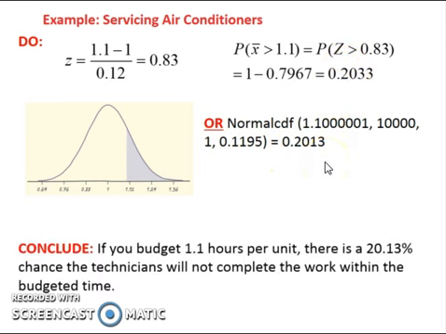In conclusion, if you budget 1.1 hours per unit, there is a 20% chance that the technicians will not complete the work within the budgeted time. Take a moment, make sure you understand how we did this four-step process, where these numbers came from, how we wrote this conclusion, and what it all means.